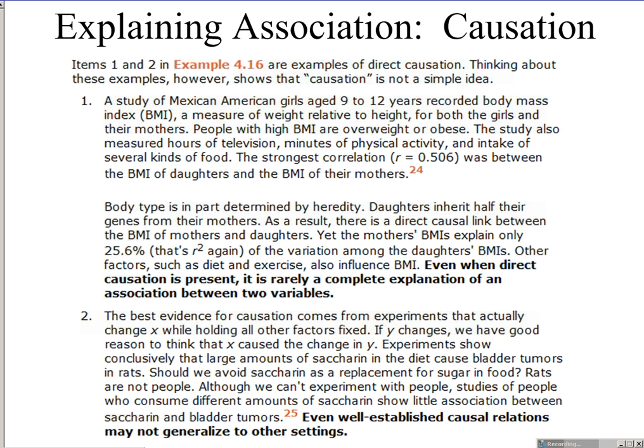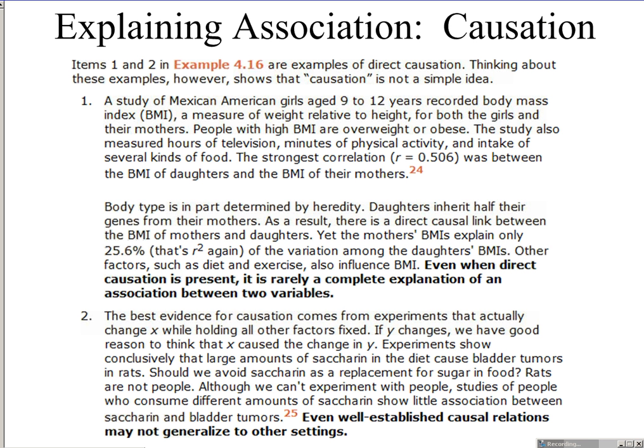So out of BMI, number of hours watching television, minutes of physical activity, and intakes of food, the strongest correlation was between the BMI, but again, that correlation only explains 25.6% of the variation of the daughters' BMIs. So we see that there is some causation there, but it is not a complete picture of what's going on. Number two, the second one was the amount of artificial sweetener, saccharin in a rat's diet, and the count of tumors on the rat's bladder. The best evidence for causation comes from experiments that actually change X while holding all other factors fixed. In the next chapter, we're going to talk about this.